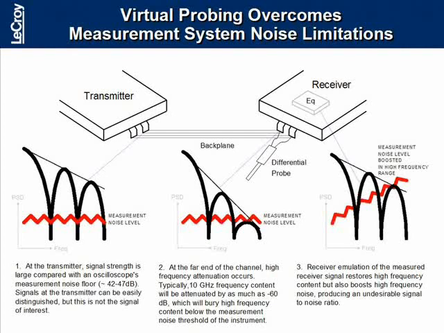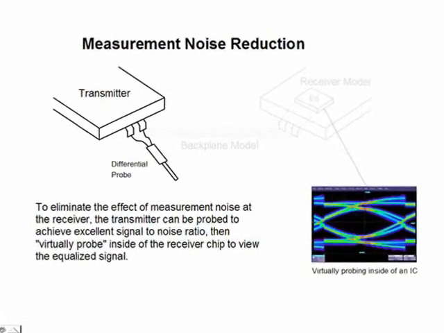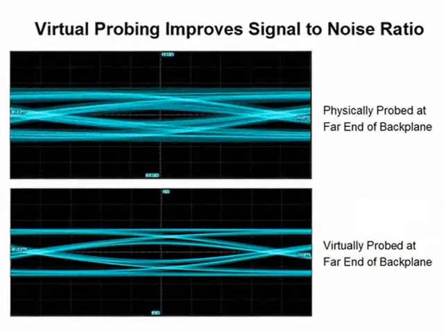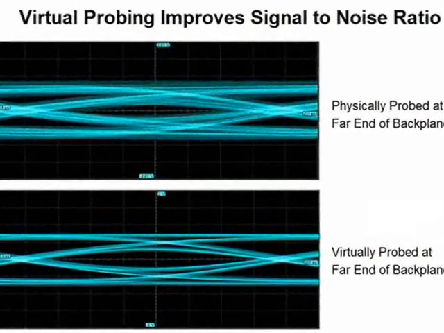For fast serial data signals, the channel often attenuates high frequency content below the measurement noise floor of the system. Virtual probing allows the user to physically probe at the transmitter package pins instead of the receiver package pins. In doing so, the signal has been acquired in an environment in which the signal strength is much greater than the noise level and is not subject to the measurement noise limitations which would have occurred when physically probing at the receiver pins. This accurate signal can now be equalized to show the ideal equalizer response within the receiver. Notice the difference in measurement noise when using virtual probing.